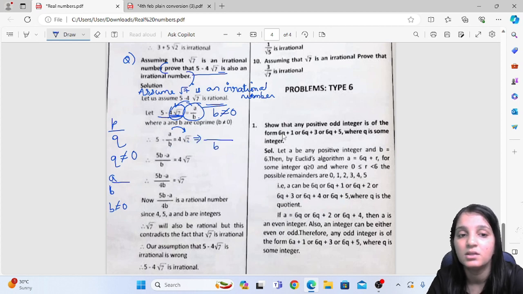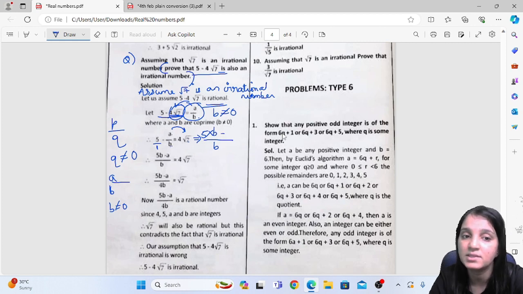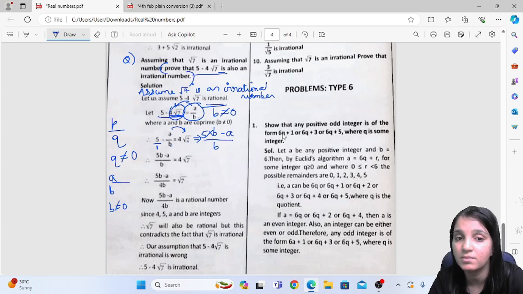The denominator is b. Now this 5 doesn't have b in the denominator, right? This is 1. So we multiply 5 into b minus a, and this a has the denominator b, so we'll keep this as it is. That's how you get 5b minus a upon b equal to 4 root 7. Then this 4 we shift here, so this becomes 5b minus a upon 4b equal to root 7.